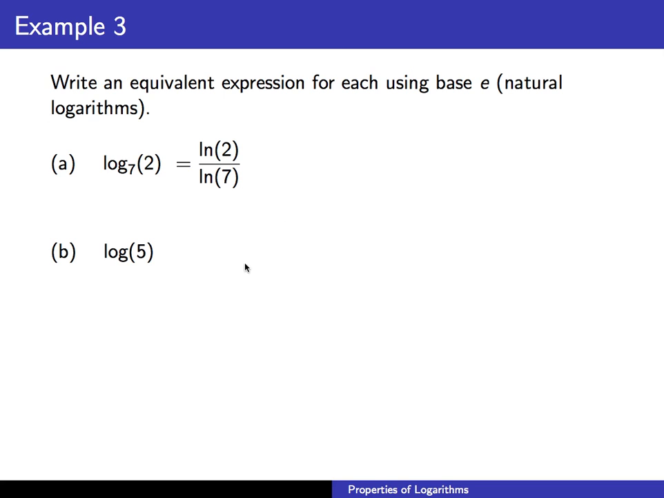Part B, we have log of 5, or log base 10 of 5. So rewriting this using natural logarithms, again, this is base 10 here, we have the natural log of 5 over the natural log of 10. And finally, part C, we have log of x, or log base 10 of x. So it's the natural log of x divided by the natural log of 10.